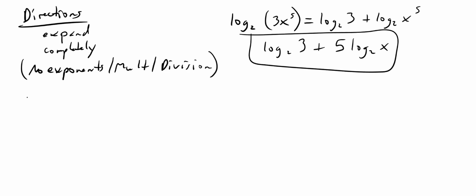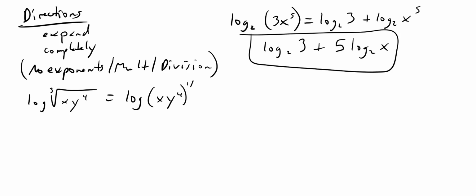Okay, so let's try another one here. Same directions. Log of the cube root of xy to the 4th. So the first thing that I would do, math fans, is rewrite that cube root just so you see an exponent. So log of xy to the 4th to the 1/3 power. I would do that because then I could use my exponent property and you basically just get 1/3 log of xy to the fourth.